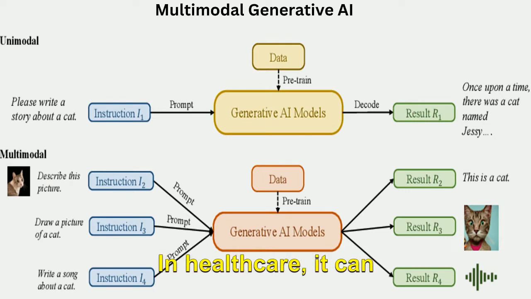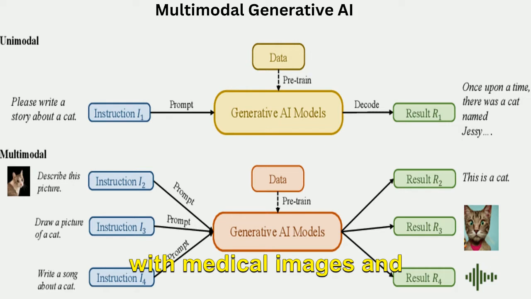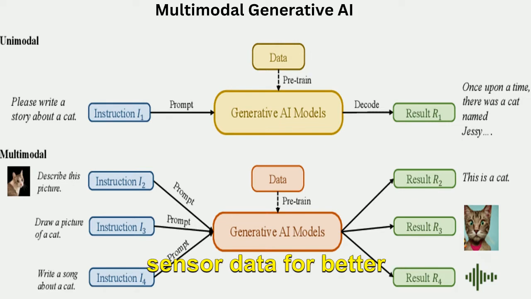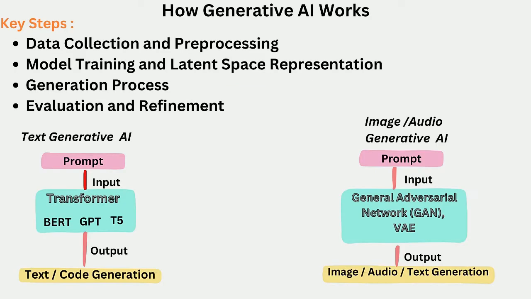In healthcare, it can combine multimodal data like patient medical history text with medical images and sensor data for better diagnosis. An overview on how generative AI works. There can be 4 key steps that are usually followed for generating new content.